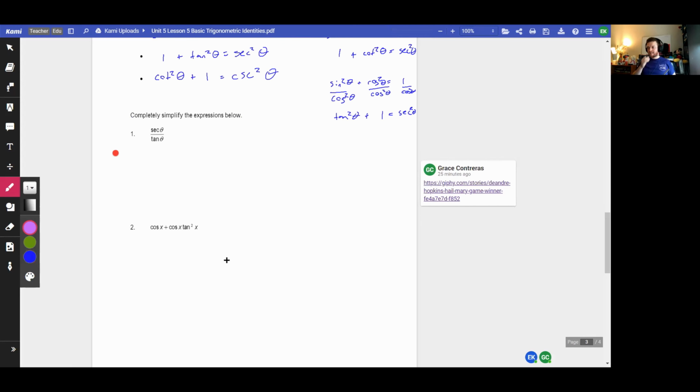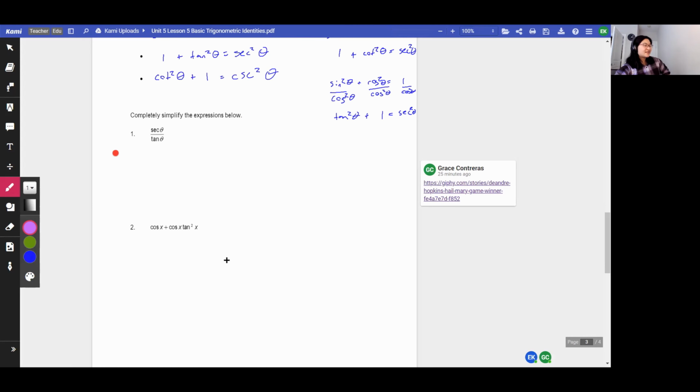So let's do that. We've got secant theta over tangent theta. What should we do to simplify this thing? Well, we could square everything, no, I'm just kidding. No, don't do that. Let's not make it more complicated. Let's make it smaller, not bigger. This is not logarithms.